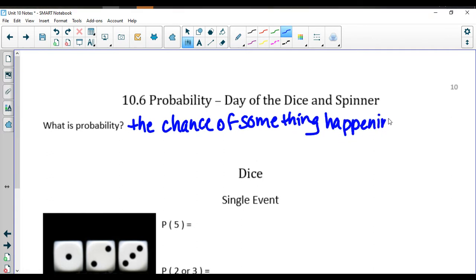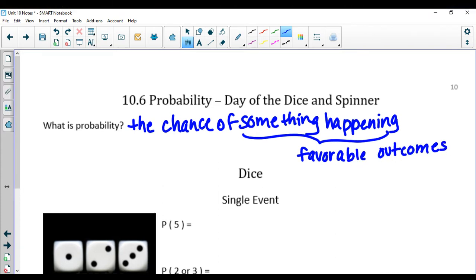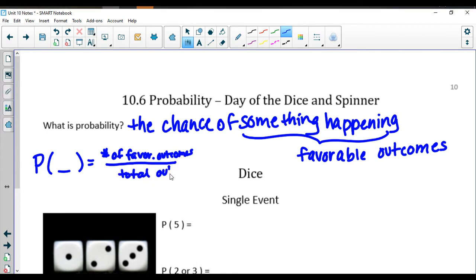When we talk about the chance of something happening, that something happening that we want to happen is what we call in math and in probability a favorable outcome. So the outcomes are the list of everything that could possibly happen, and our favorable outcome is what we actually want to happen. So when we talk about probability, we use a capital P, and then in parentheses, we put the event that we want to happen. And then we create a fraction with this. So it is the number of favorable outcomes over the total number of possible outcomes.